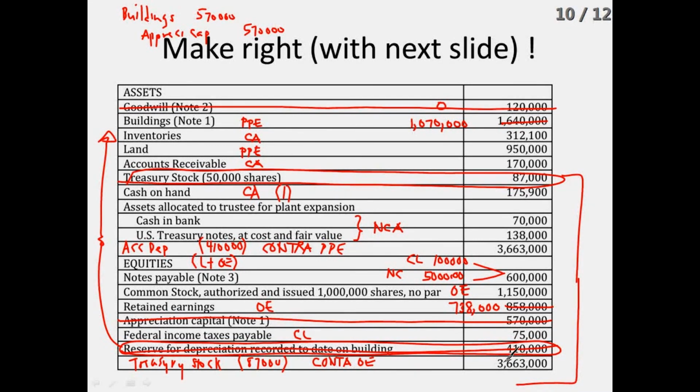I don't expect you to know certain aspects, like if there was other comprehensive income, you might not know what to do with it. However, you need to know that accumulated depreciation, just because it has a credit balance, doesn't mean it's on the liability and equity side. That absolutely needs to be a contra asset.